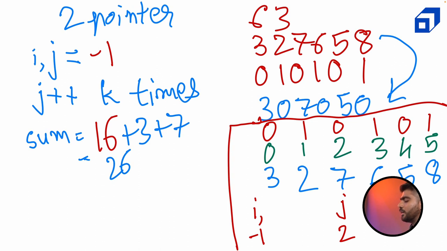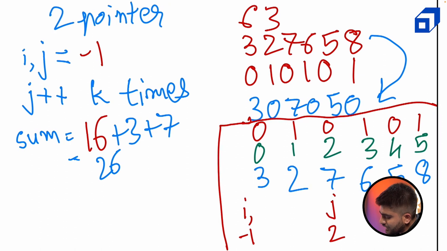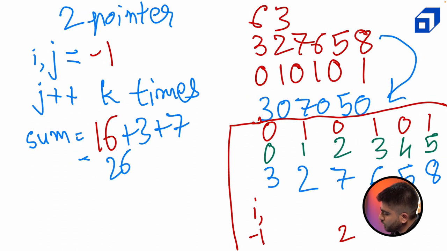Now we need to incrementally move both I and J. For the first part, we just moved J K times ahead. Now we will move both I and J one time each, and we will remove the value where I previously was and add the value where J is going to. Okay, so when J moves from the second index to the third index, we see, okay, at the third index, Mac was already awake, so we are not going to add 6 to it because that was already considered in 16, right?